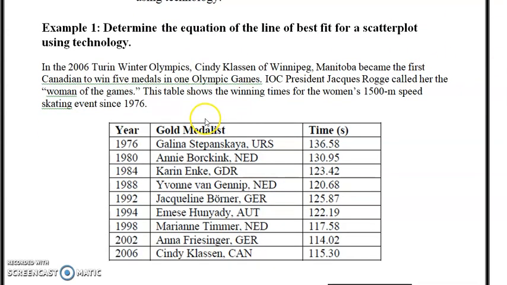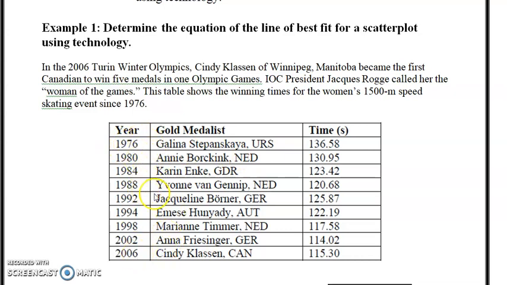Okay? So the first example is going to determine the equation of a line of best fit for a scatter plot using technology. So we have this data. It says in the 2006 Turin Winter Olympics, Cindy Klassen of Winnipeg, Manitoba became the first Canadian to win 5 medals in one Olympic Games. IOC President Jacques Rogge called her the woman of the games. This table shows the winning times for the women's 1500 meter speed skating event since 1976. So these are the gold medal winners and their times from 1976 to 2006.